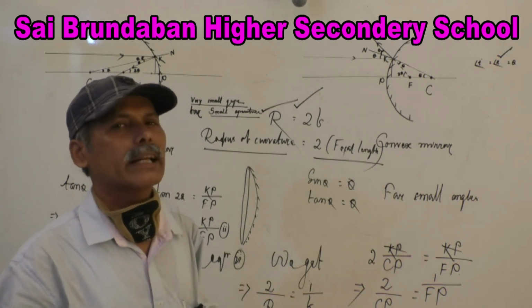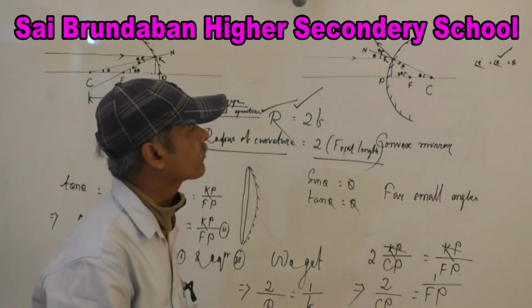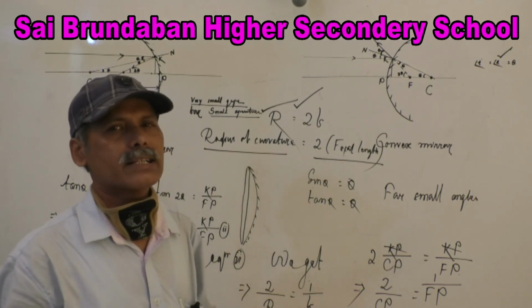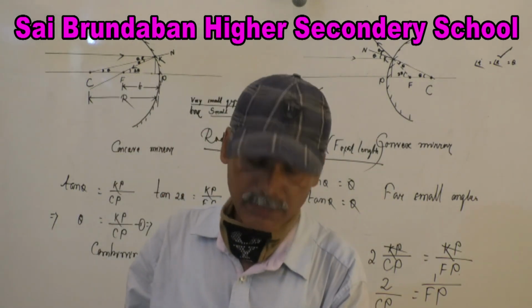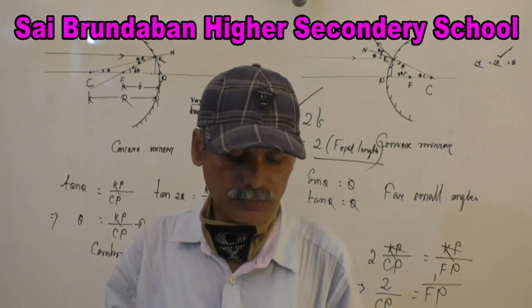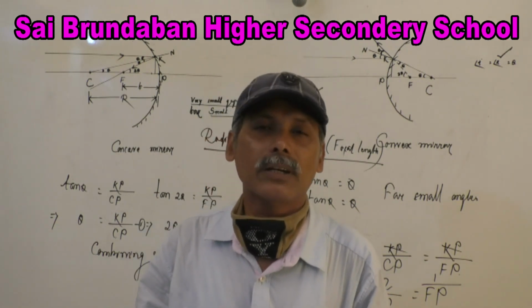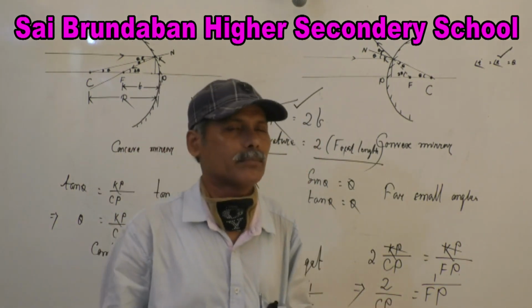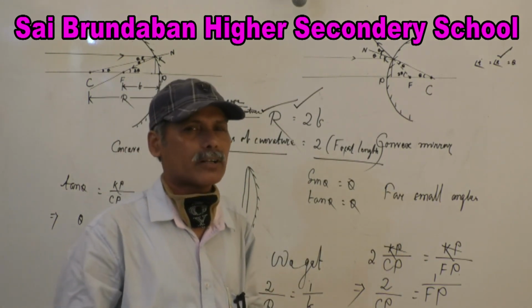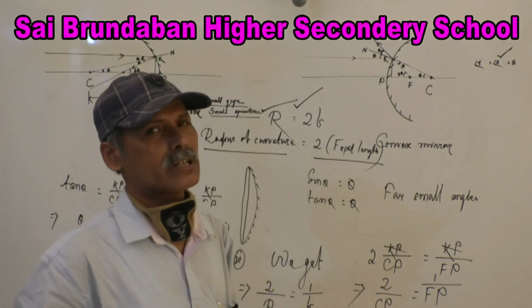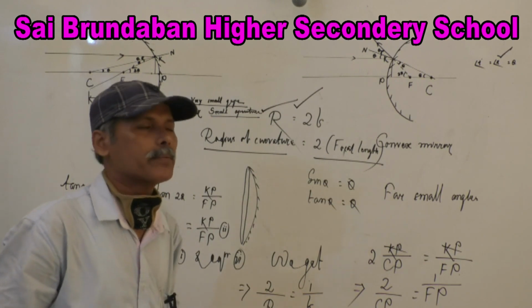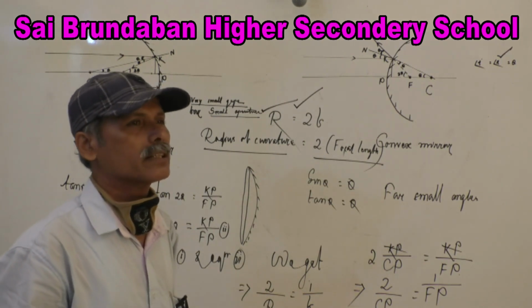In case of a plane mirror, the object distance is equal to image distance. How can you visualize it? How can you draw the ray diagram in case of a plane mirror? And you have to justify, you have to derive the object distance is equal to image distance.